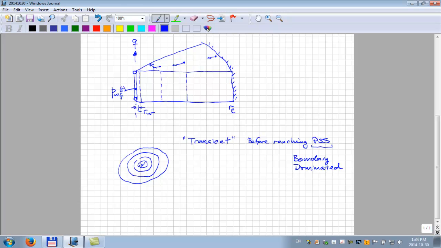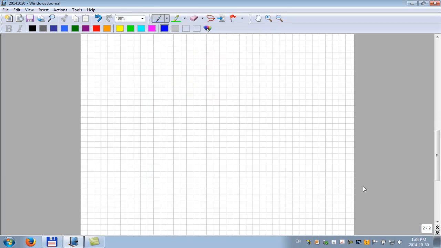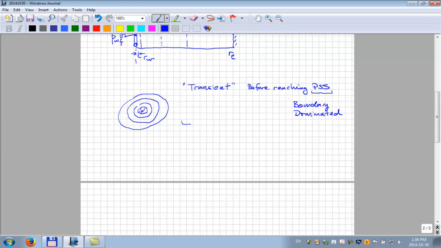Okay, it's the same thing. Boundary dominated flow. And before you reach that, the well actually thinks it's in an infinite reservoir. And so this transient here, before reaching boundary dominated, is referred to as infinite acting. Infinite acting. It's as if, as far as it knows, RE is infinite.